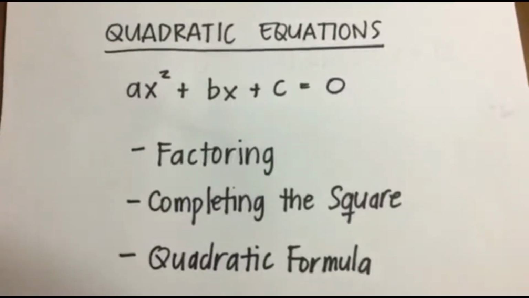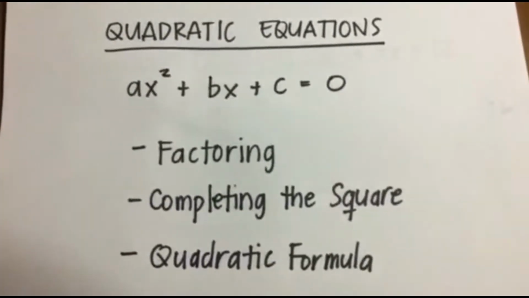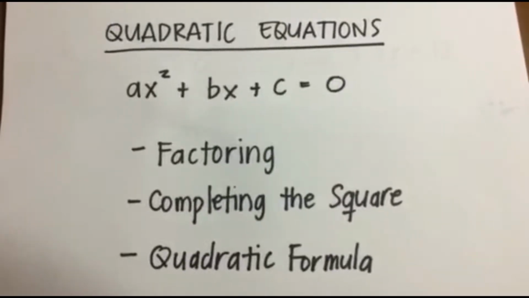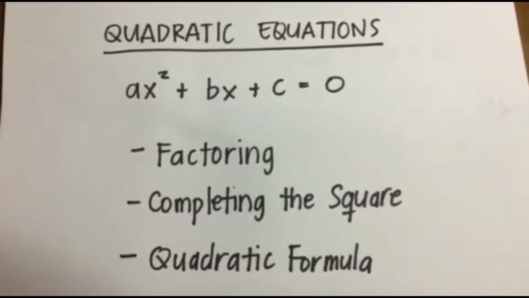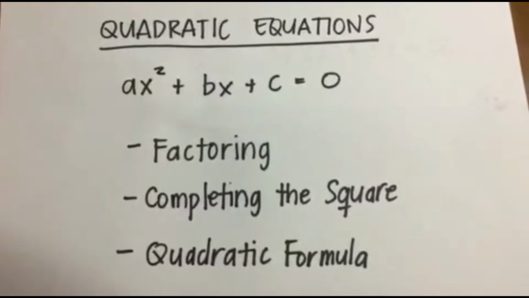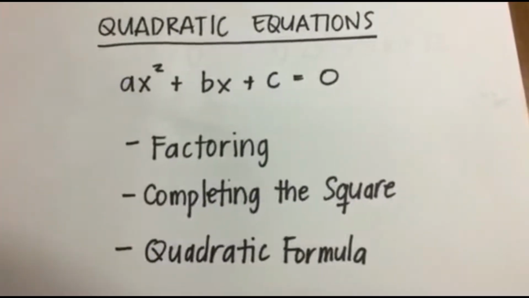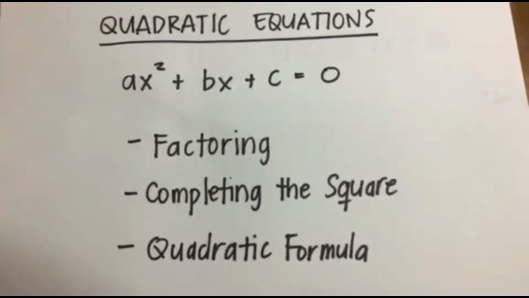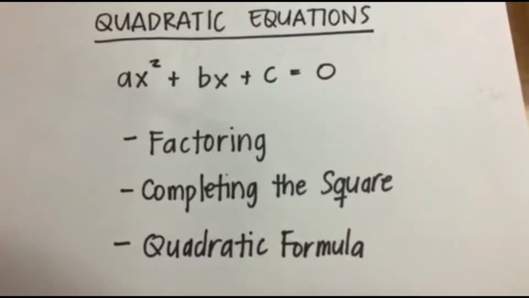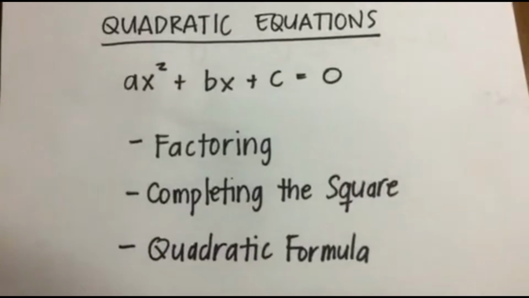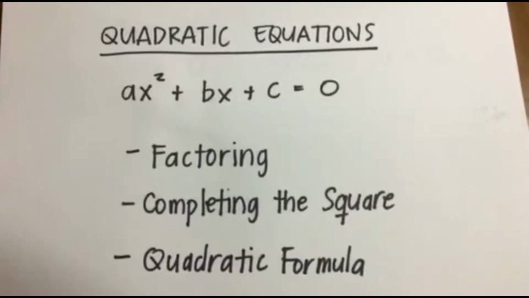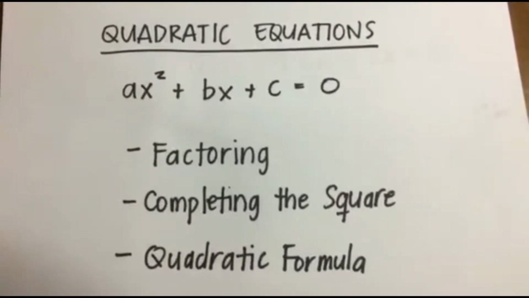So today we are going to discuss quadratic equations. What are quadratic equations? These are equations of the second degree, which means that they contain at least one term that is squared. The standard form for this equation is ax squared plus bx plus c equals 0, where a, b, and c represent your numerical coefficients, while x is your unknown variable.